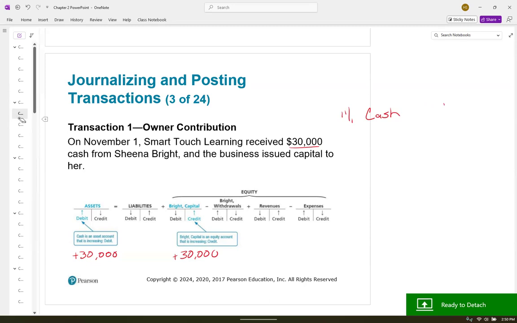Just to make it simple, 30K. I know you're not turning anything on paper for me, but I just draw a little line there. That way you can see the difference between the debits and the credits. And then we're going to credit SB Capital for 30,000. That is a journal entry right there. Okay.